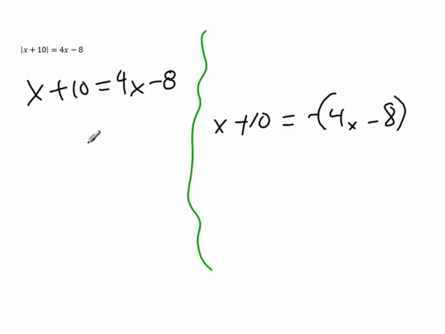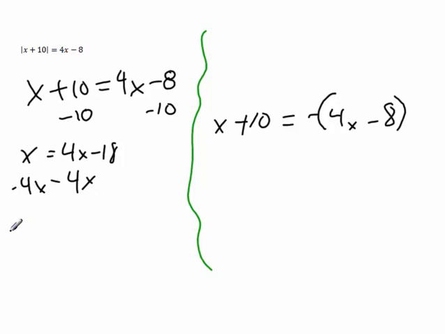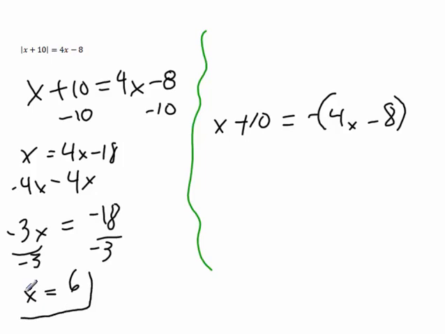Well, let's handle this side first. I want to get my variables on one side and all my numbers and constants on the other. So I'm going to subtract 10 from both sides first. And I get x equals 4x minus 18. And now if I subtract 4x from both sides, 1x minus 4x is negative 3x equals negative 18. And dividing by negative 3, I get x equals a positive 6.